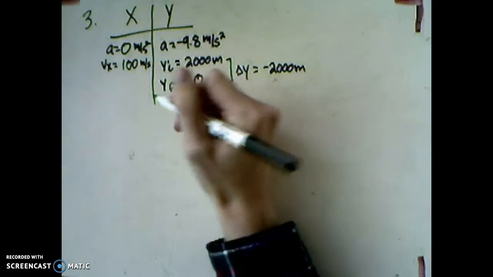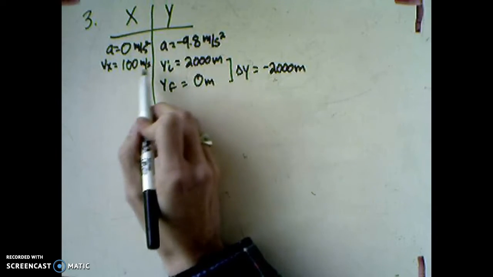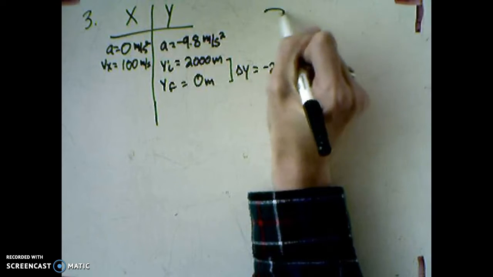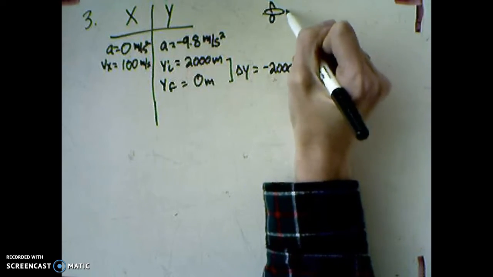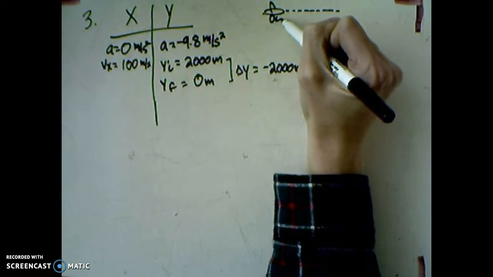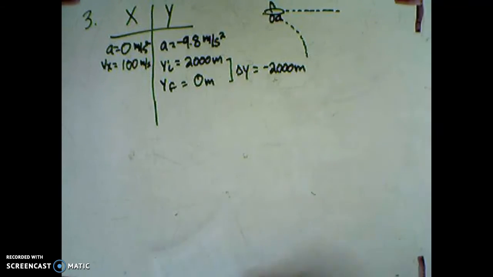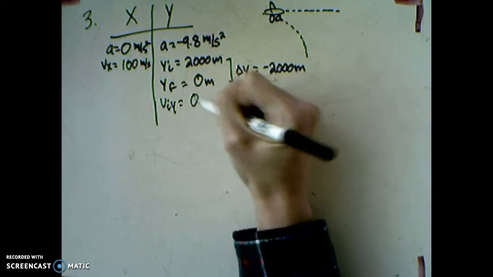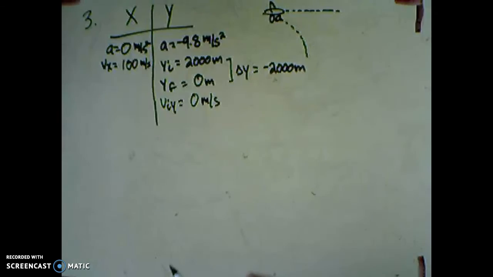And then finally, I know it has a horizontal speed, but the problem does not mention anything about a vertical speed. I'm assuming that my airplane is just going straight horizontally before this package is dropped. I'm not going to be worried about any y velocity, so that means that my initial velocity in the y direction is 0 meters per second.